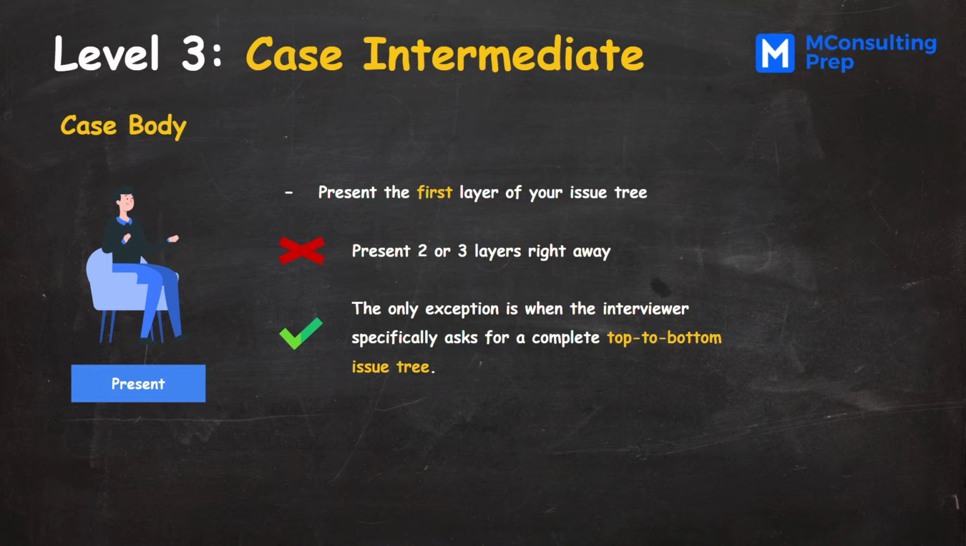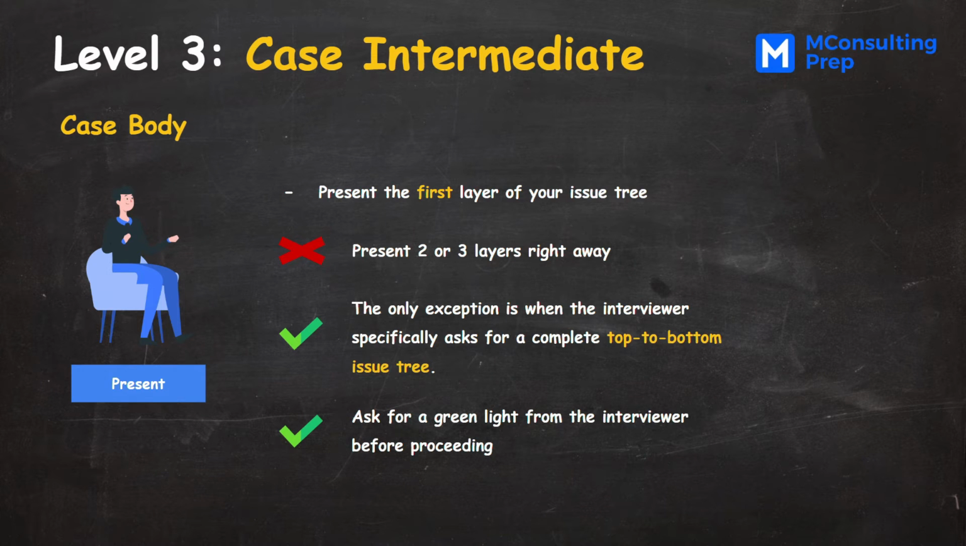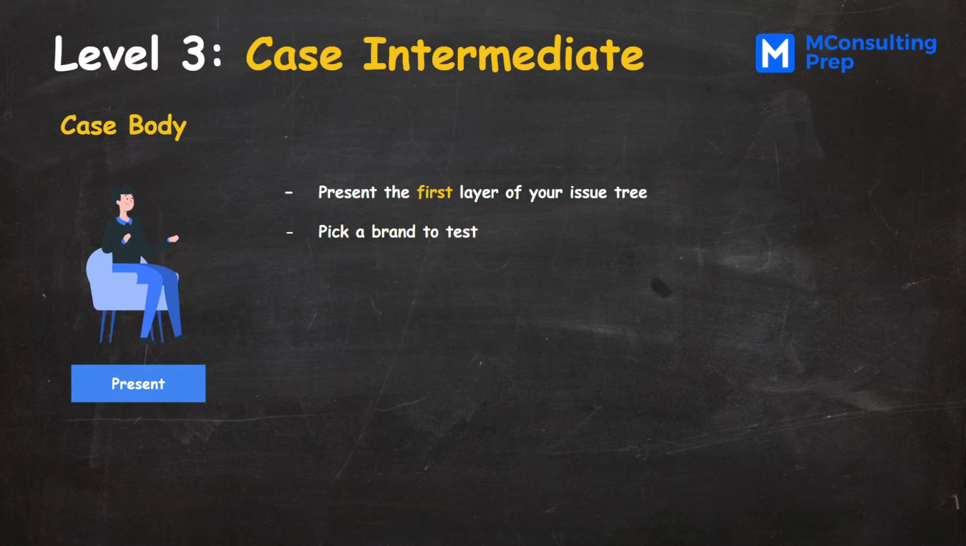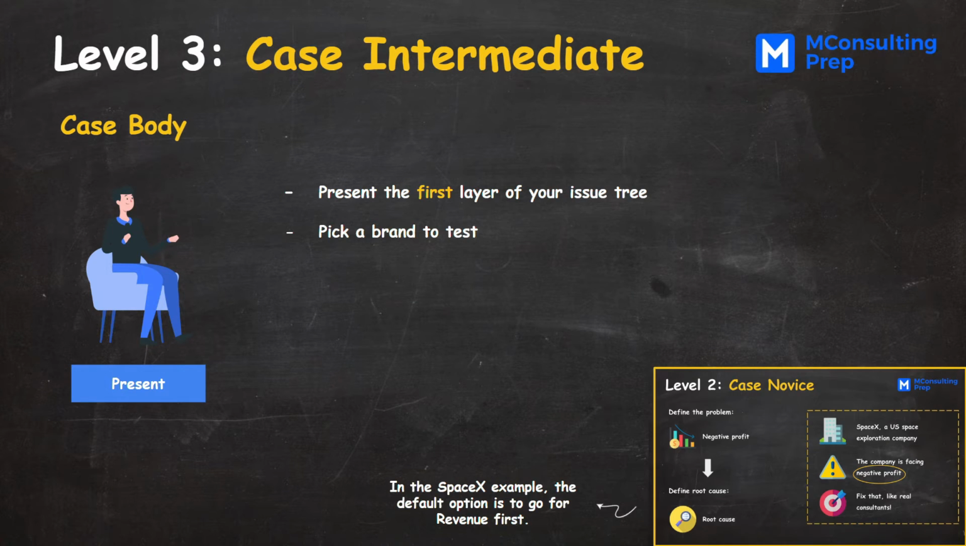Coming back to the case, after presenting the first layer of your issue tree, you then ask for a green light from the interviewer before proceeding. Once the interviewer agrees, you pick a branch to test. If there is any data or information in the case suggesting one particular branch, go for that branch. State it as your hypothesis and explain why. This is more important later in the case as there is more data available. In the SpaceX example, at this stage, the default option is to go for revenue first.